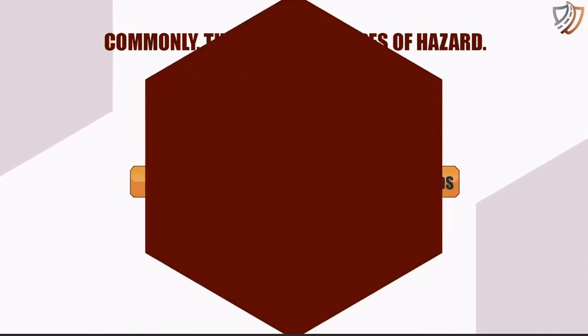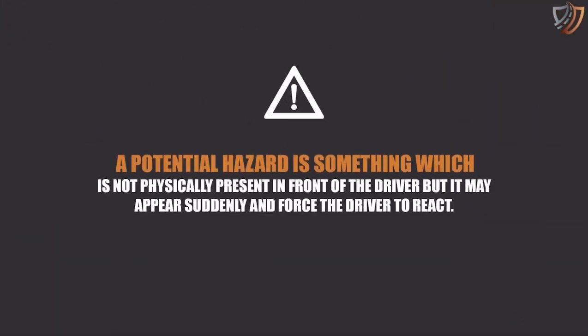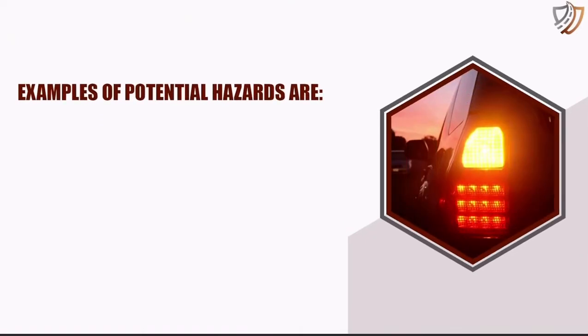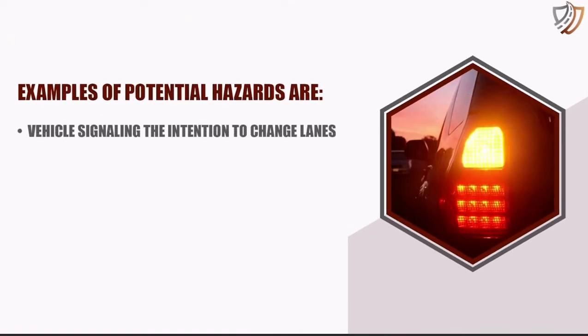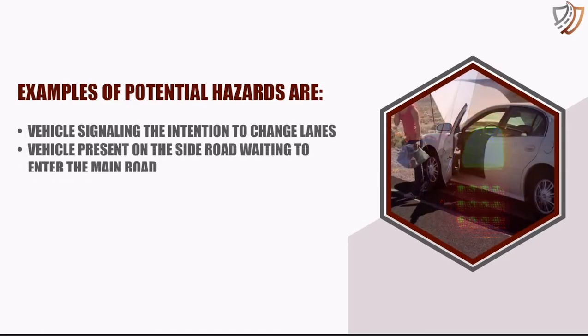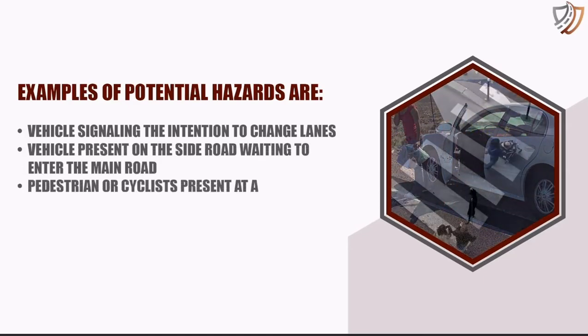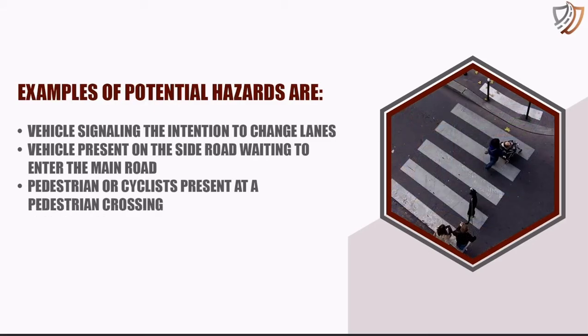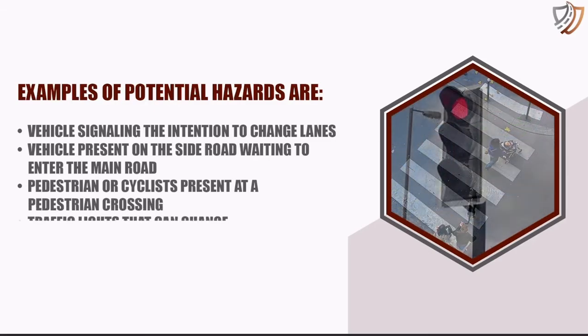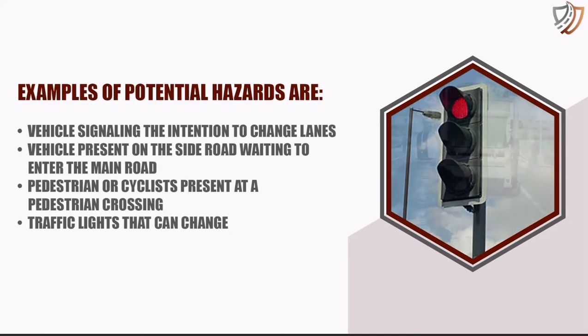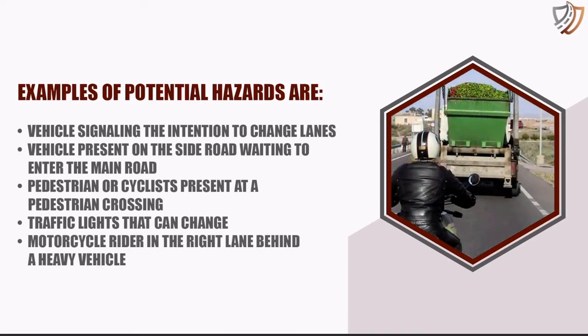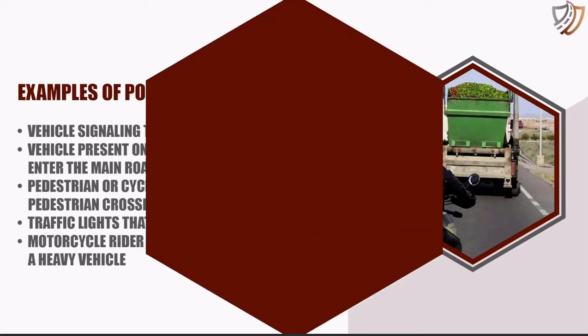Potential hazards. A potential hazard is something which is not physically present in front of the driver but may appear suddenly and force the driver to react. Examples of potential hazards are vehicle signaling the intention to change lanes, vehicle present on the side of the road waiting to enter the main road, pedestrian or cyclists present at a pedestrian crossing, traffic lights that may change, motorcycle rider in the right lane behind a heavy vehicle.